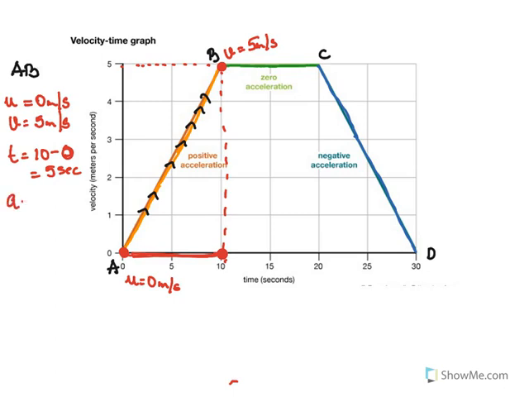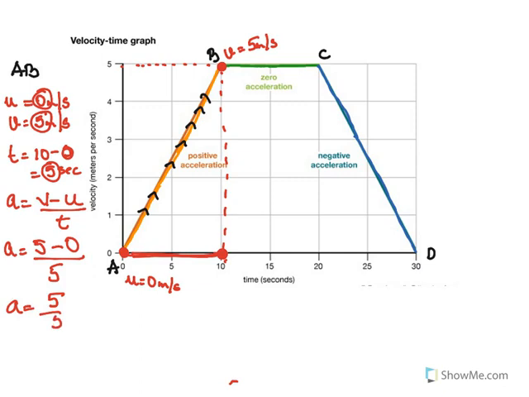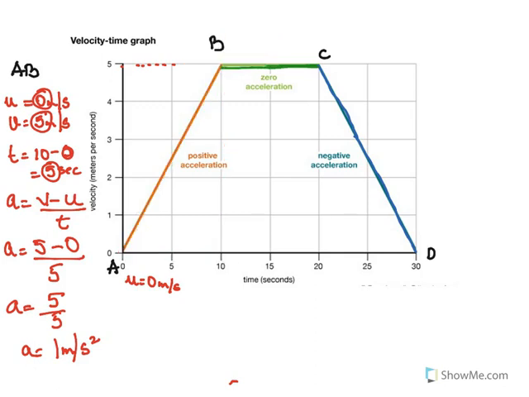So what would the acceleration be? V minus u over t. We saw the v was 5, the u was 0, and the time was 5. So the acceleration is 5 over 5. So the acceleration is 1 meter per second square. So along AB, the acceleration was 1 meter per second square. Now we'll study the motion along BC.